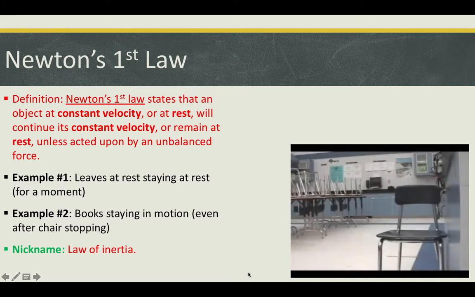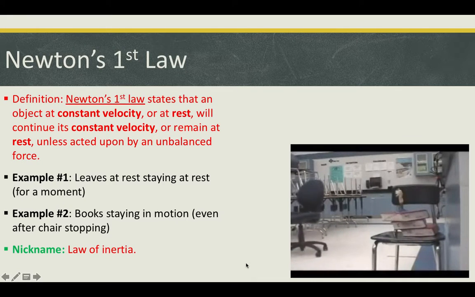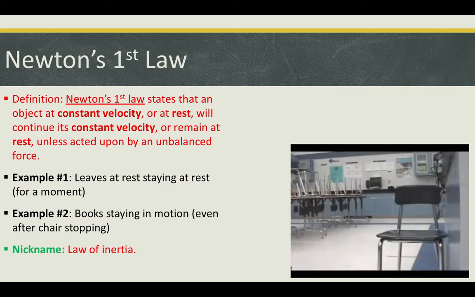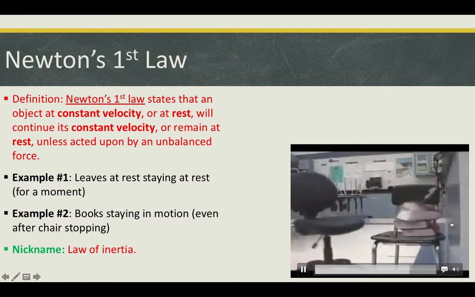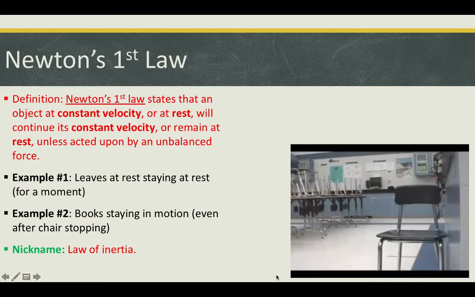So the second example shows that when something is moving at a constant velocity, it will continue moving at a constant velocity unless acted upon by an unbalanced force. And in this case, the unbalanced force is the force applied by the wall when the books hit the wall and bring them to a stop. Newton's first law is called the law of inertia.